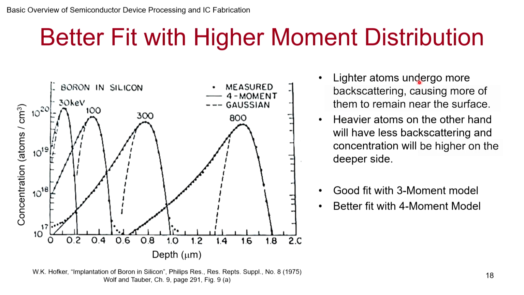So lighter atoms undergo more backscattering and are likely to remain near the surface. Heavier atoms, on the other hand, have less backscattering, and they pile up after the mean. So this is what you'll end up finding. You find a good fit for the 3 moment model, but the 4 moment model is much better.